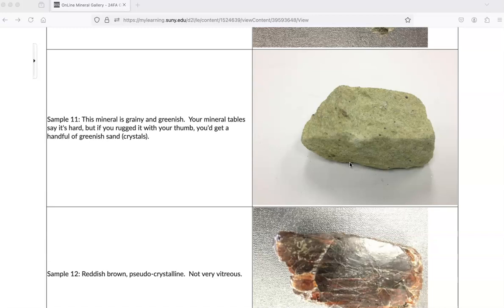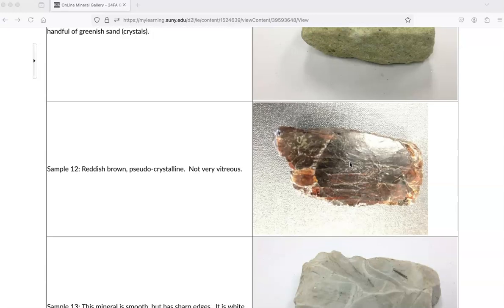Still silicates. We got one more silicate coming at you here. Reddish brown, pseudo-crystalline. Boy, that doesn't sound like me talking. And not very vitreous. So, 12, what'd you guys call 12? Ooh, we're all over the board here. All right, garnet. Yeah, good.